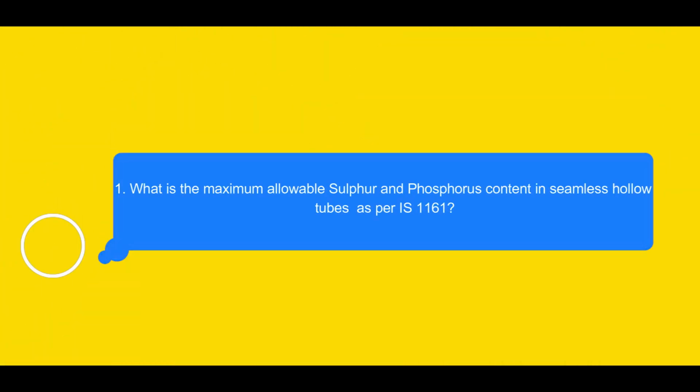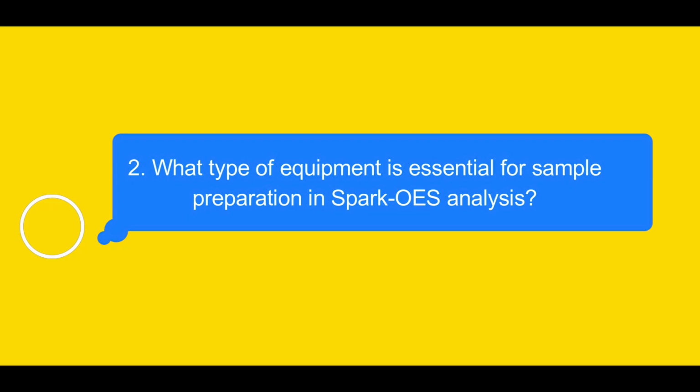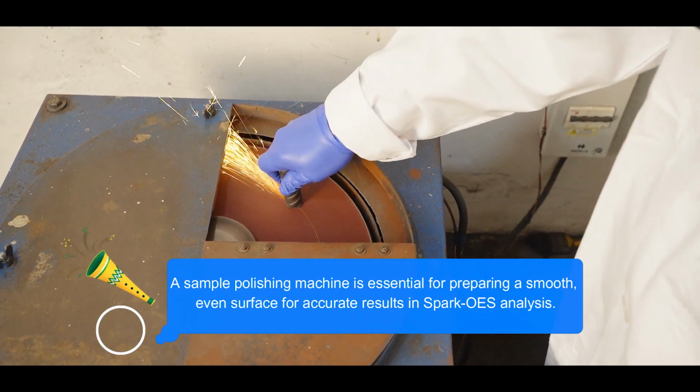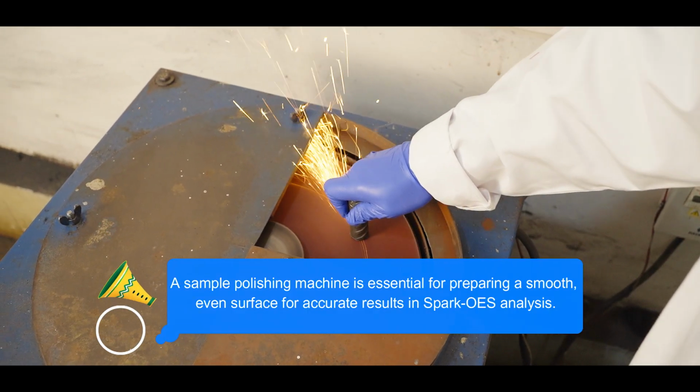What is the maximum allowable sulfur and phosphorus content in the seamless hollow tubes as per IS 1161? The maximum allowable content is 0.040% for sulfur and 0.040% for phosphorus. What type of equipment is essential for sample preparation in SPARCOES analysis? A sample polishing machine is essential for preparing a smooth, even surface for accurate results in SPARCOES analysis.